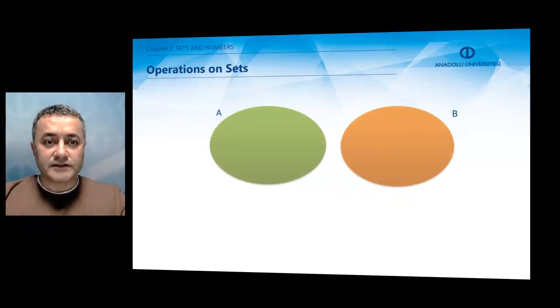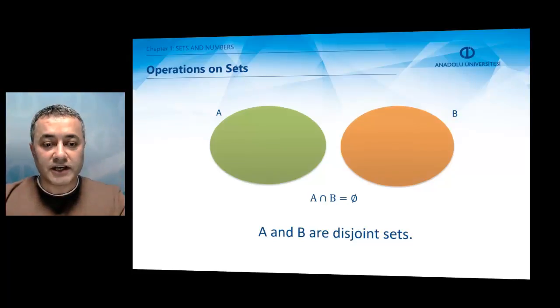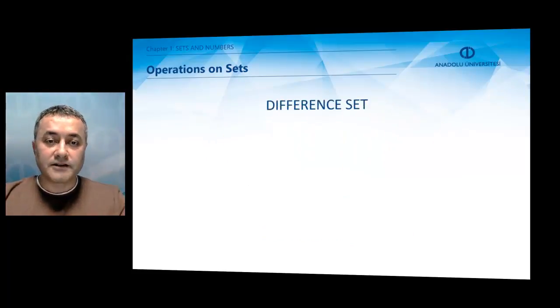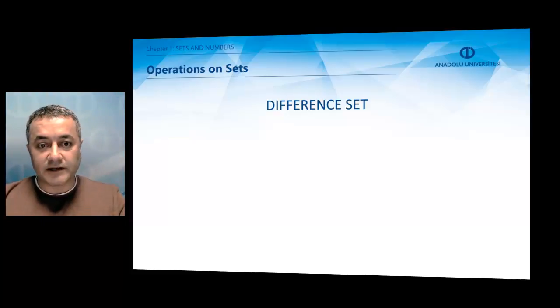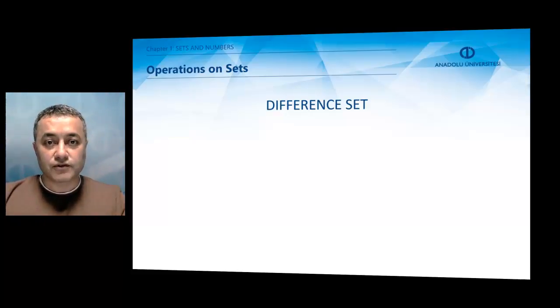If two sets A and B have no common elements at all, we say that these sets are disjoint sets. So the intersection of these disjoint sets is empty. Another new operation that we may define for sets is the difference of sets.